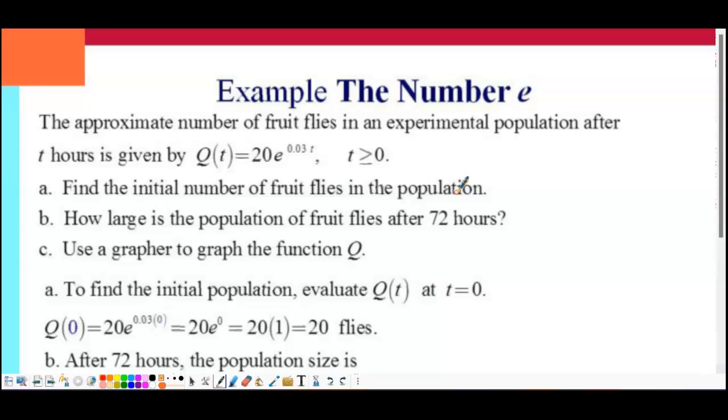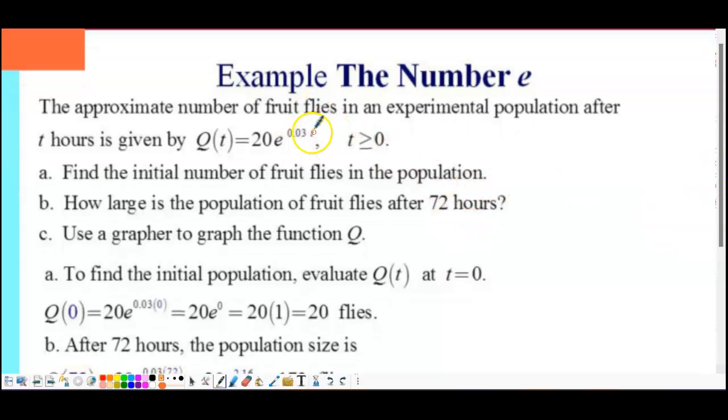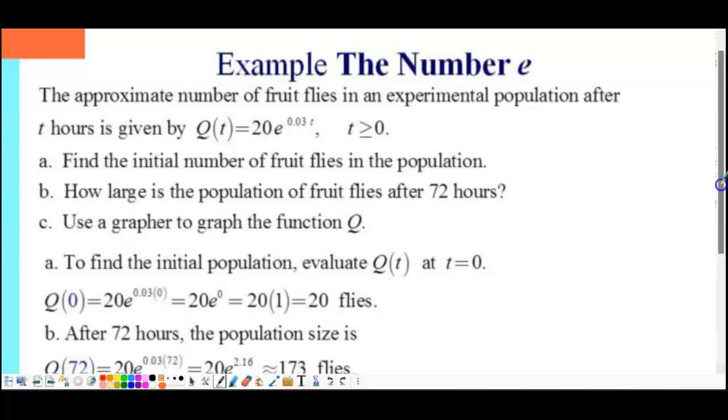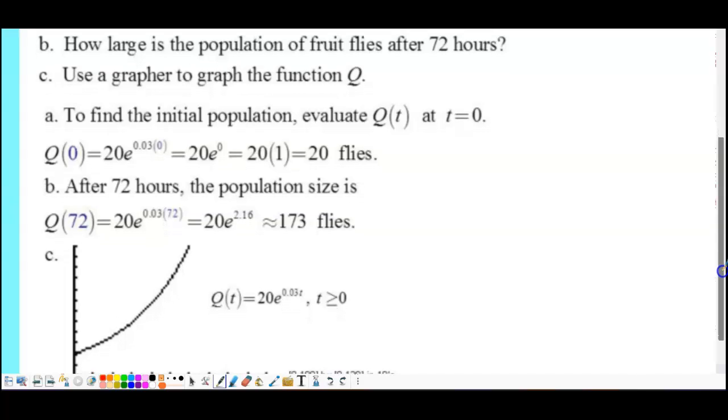We know our equation. So yes, you can find the initial, but you should be able to remember that the initial is always the number in front. So initial is 20. Yes, you could plug in 0, remembering that anything to the 0 power is 1, which is kind of why I show that, you still get 20, because e to the 0 or anything to the 0 power is 1. After 72 hours, you just plug 72 in and type this on your calculator. So you take 20e^(.003·72), and you get 173 flies.